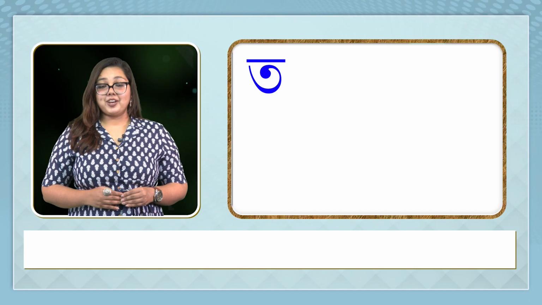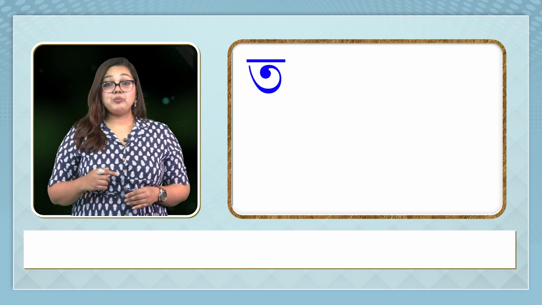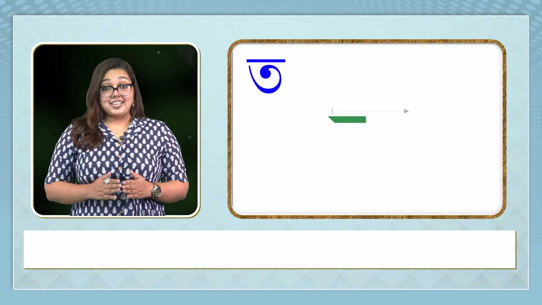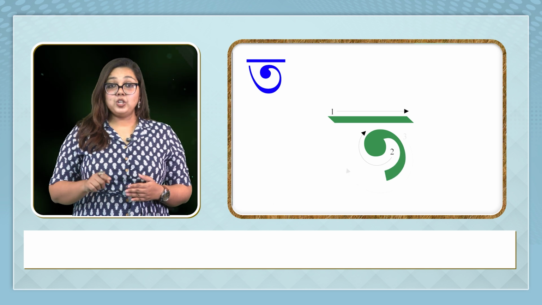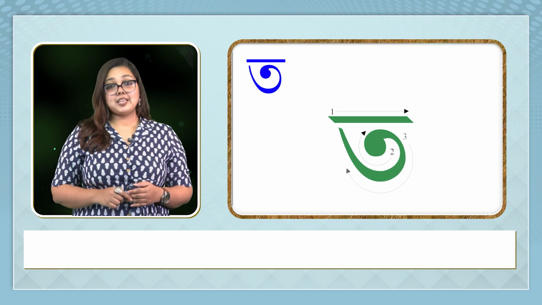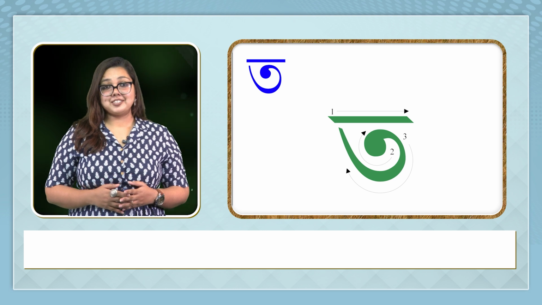Now, let's try to write this letter to. In step 1, we will draw the matra. Then in step 2, from the middle of the matra, we will draw a loop and make a clockwise semicircle arc like this. You have now successfully written this letter.